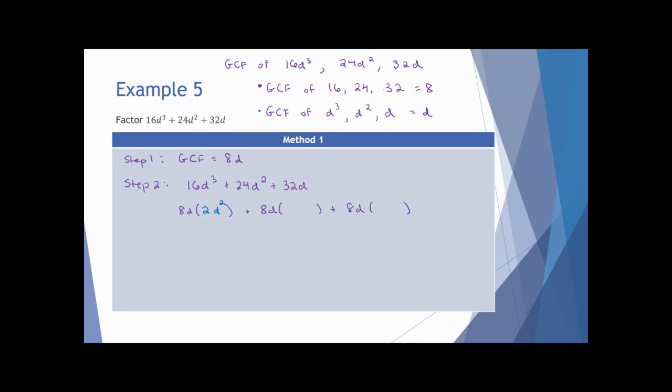Then I move on to my 24d squared. So I'm splitting up, so I have 8d. So 8 times what gives me 24? So 8 times 3 is 24. And then I have a d. I need to get a d squared, so that's 2d. So I need to add a second d there so that those give me a d squared.